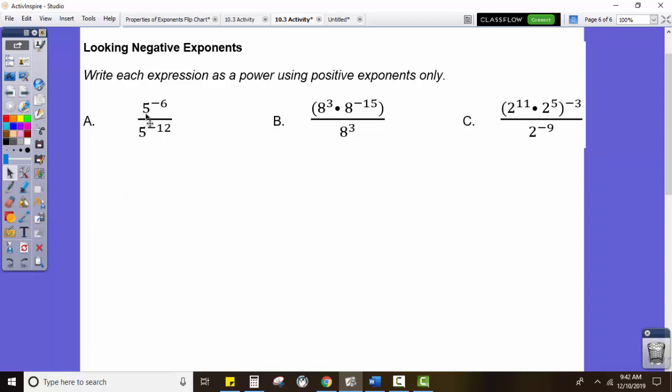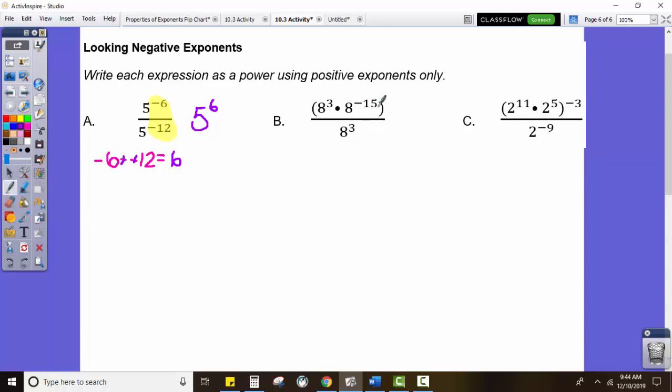So it says, looking at negative exponents, write each expression as a power using positive exponents only. So for A, we have 5 to the negative 6 divided by 5 to the negative 12. Remember, look at the exponents, negative 6 and negative 12, and we're going to subtract them. So we're going to do the numerator exponent minus the denominator exponent. So negative 6 minus negative 12. Okay, top exponent minus the bottom exponent. Be careful, when I subtract negative 6 minus negative 12, the minus and negative really is adding. So negative 6 plus 12 is positive 6. So that would be my exponent, 5 to the positive 6th power.